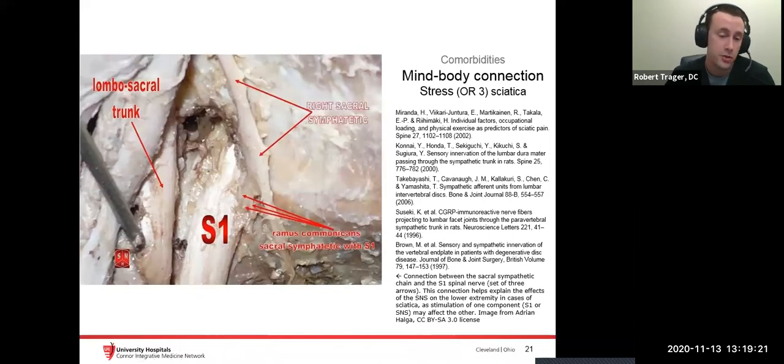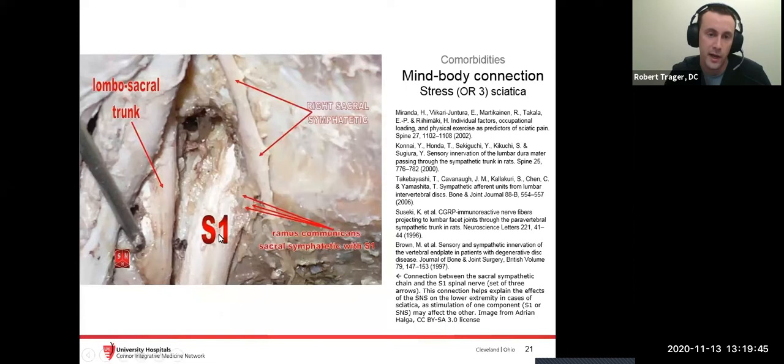And then also stress. And there's one study on the top right here where they found that patients that reported high levels of stress actually had 3 times the odds of having sciatic pain. And it's super interesting. But the mechanism, I feel, is there's little connections between the sympathetic nervous system, which is the fight or flight system, and the nerves.